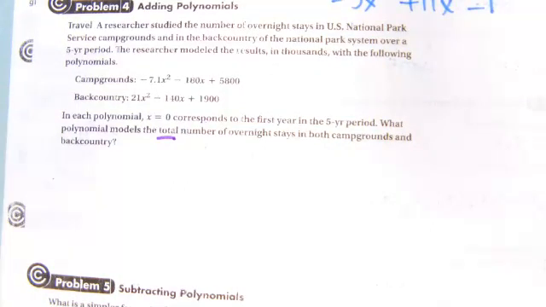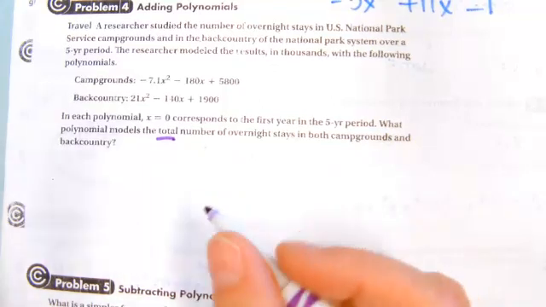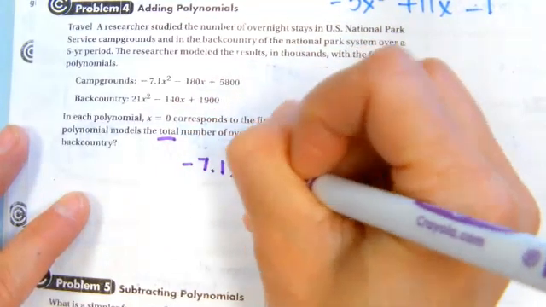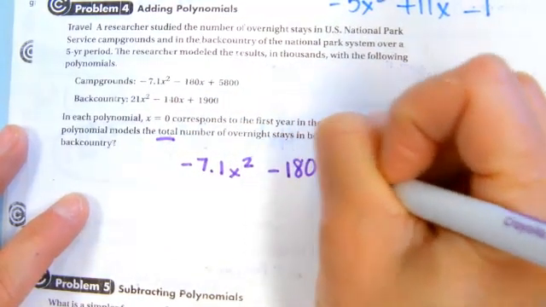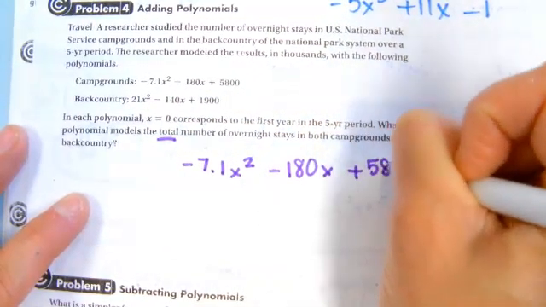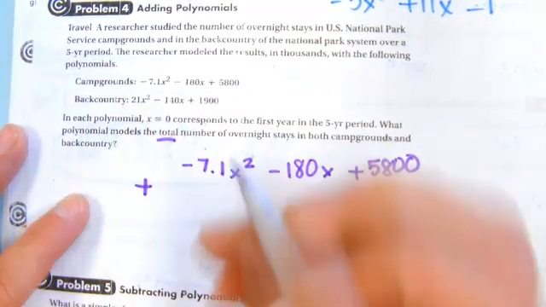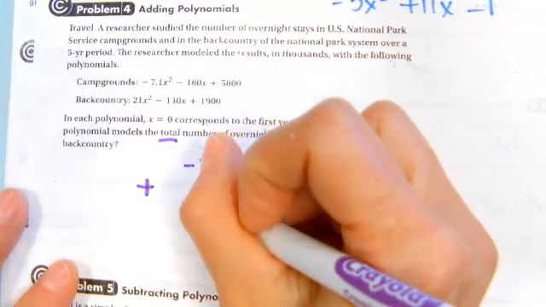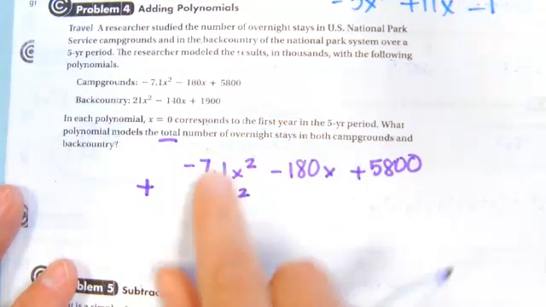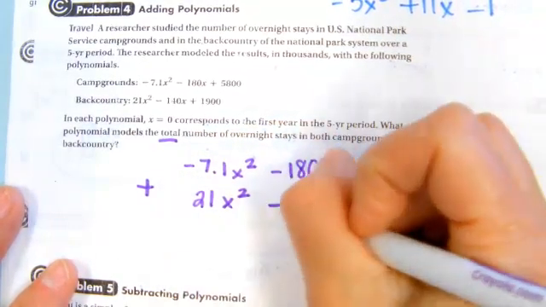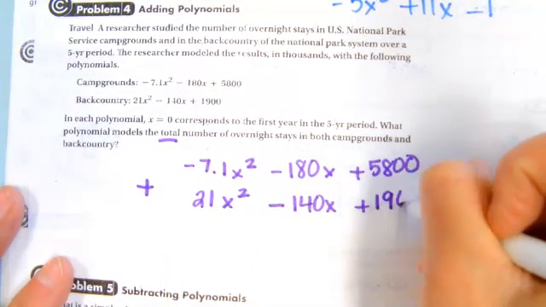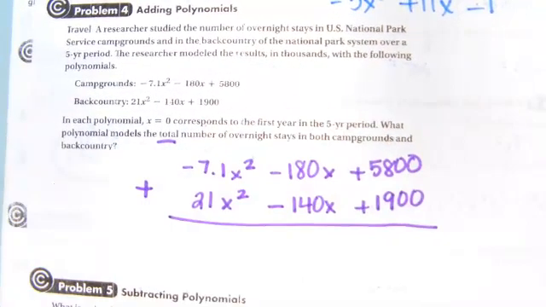You add like terms, and sometimes it helps to line them up. So I'm going to line them up like this: 7.1x squared minus 180x plus 5,800, plus, I'm going to do it like a big addition, okay? Plus, I'm going to line up 21x squared because I'm going to add those together. Those are like terms. Minus 140x and plus 1,900. So when you line them up, your like terms are lined up. So I'm going to add this.